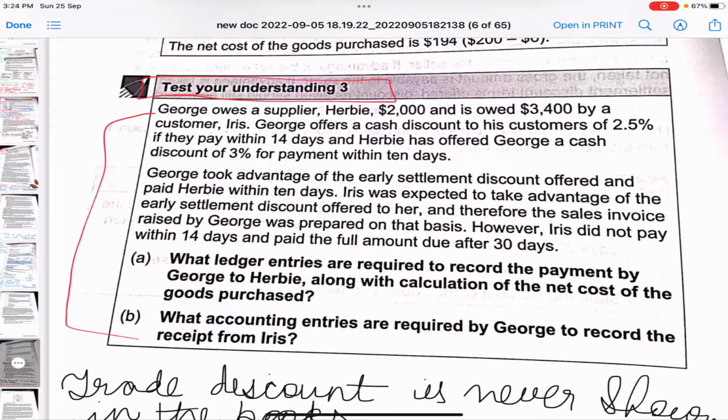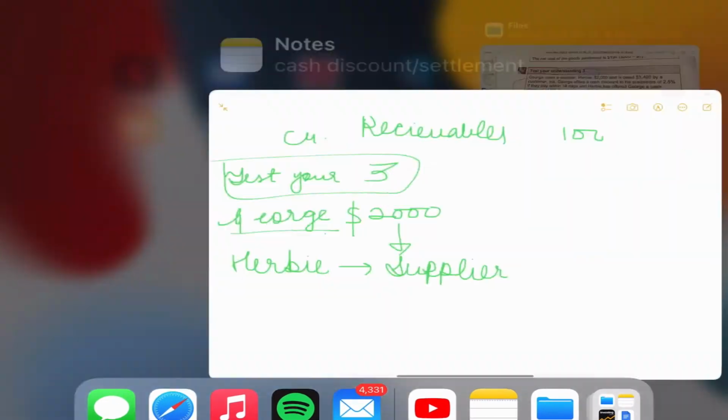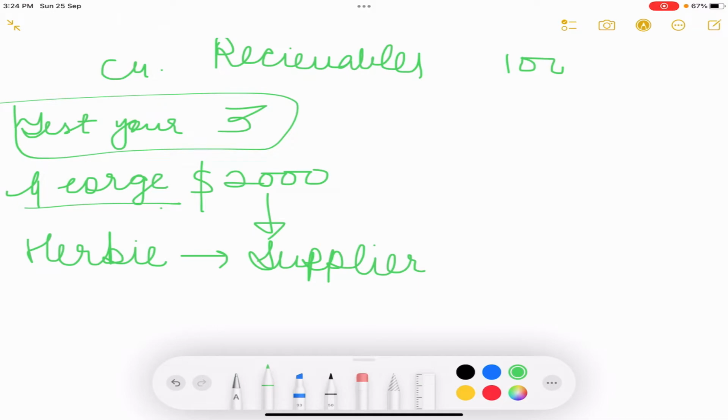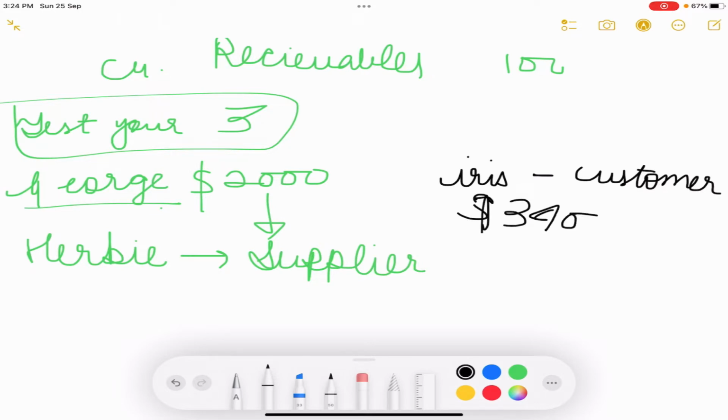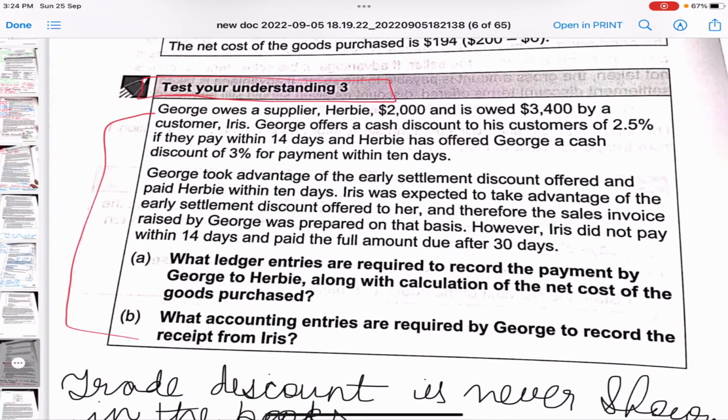to the supplier. What's the next thing which we have seen? George is owed 3,400 by a customer, Iris. Okay, so now we have Iris. Iris is a customer. And how much does Iris owe? $3,400, right? $3,400 and owes to George. Okay. Next part of the question.